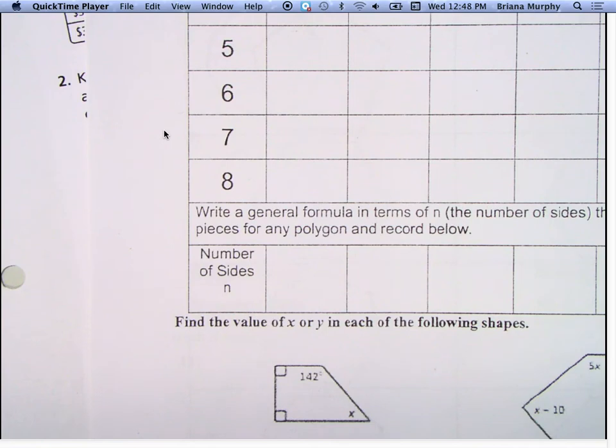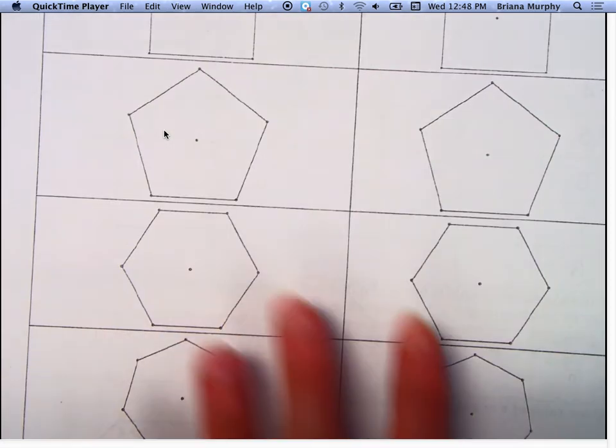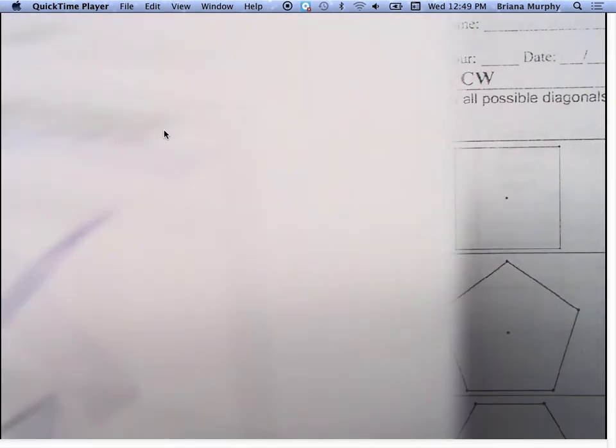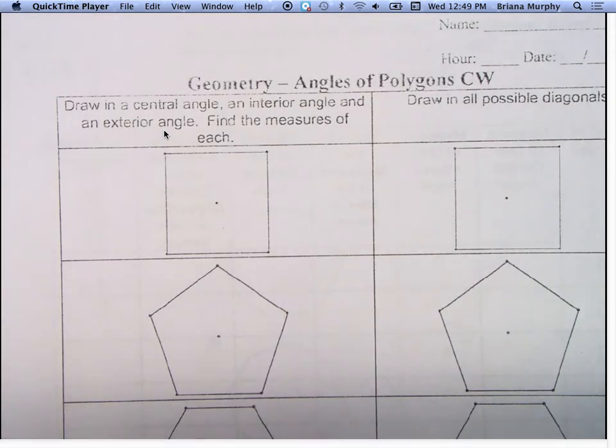At angles of polygons. So we should be looking at this side of our paper, right here, where it says angles of polygons classwork. And we are going to go through these. So the first thing we're going to do is state what shape each of these are.